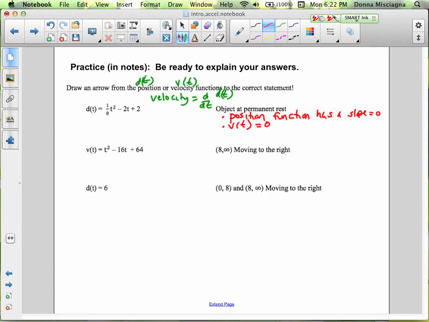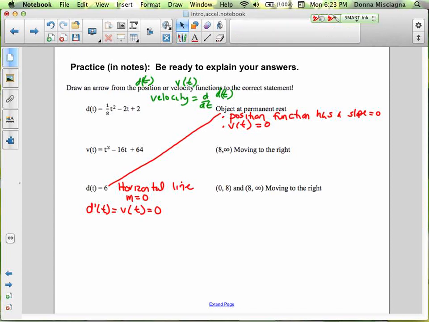I think you can see which one this is going to be. First of all, here we have the function d of t equals 6. We know that if we just have a constant value, it is a horizontal line. A horizontal line has a slope of 0. And if we take the derivative, d prime of t, which is v of t, would equal 0. So the function d of t equals 6 is describing an object at permanent rest.